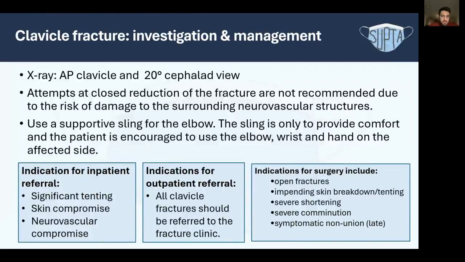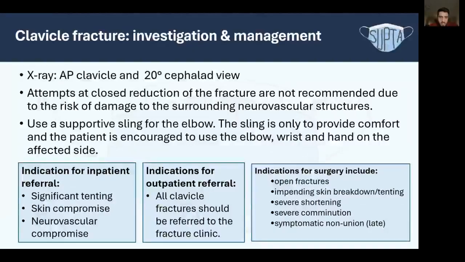There are some indications to have in mind. An indication for inpatient referral is where there is significant tenting, significant skin compromise, and neurovascular compromise, if there's any loss of sensation or things like that. And an indication for outpatient referral is basically all clavicle fractures should be referred to fracture clinic, so that orthopedists can have a look at it.